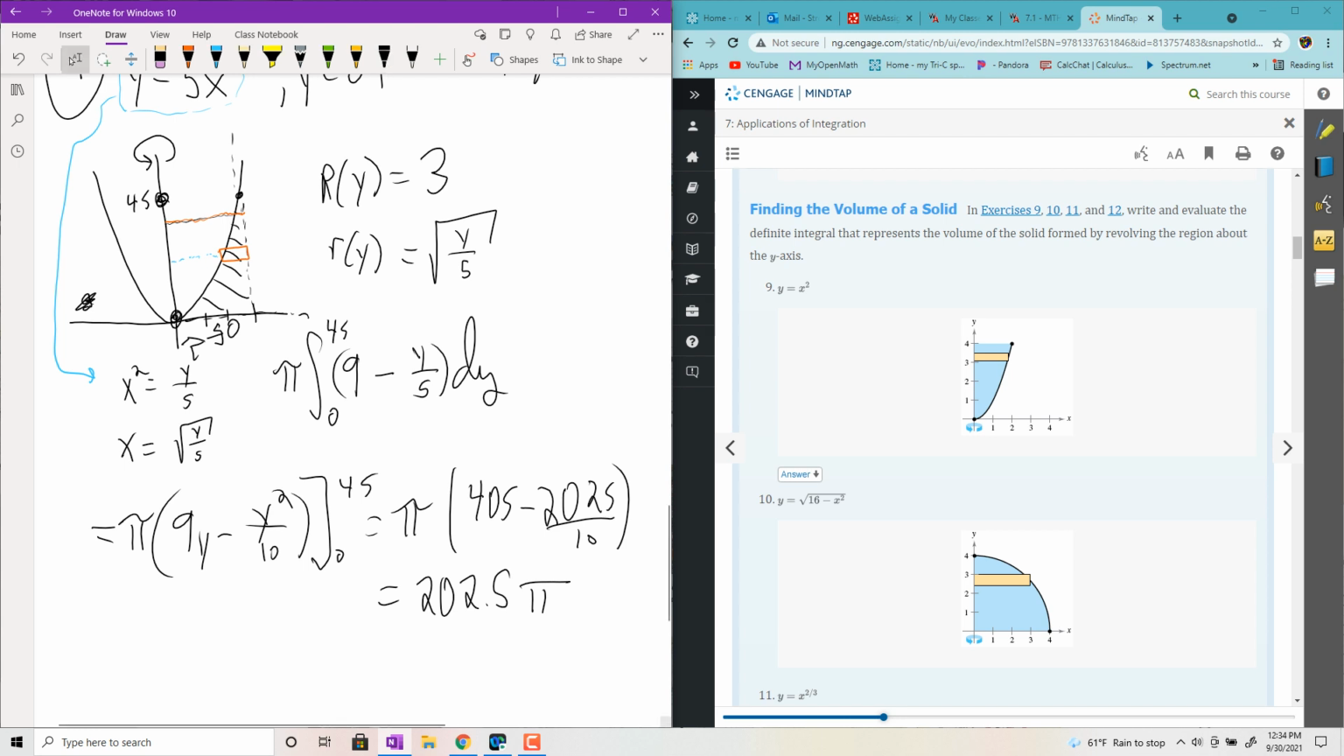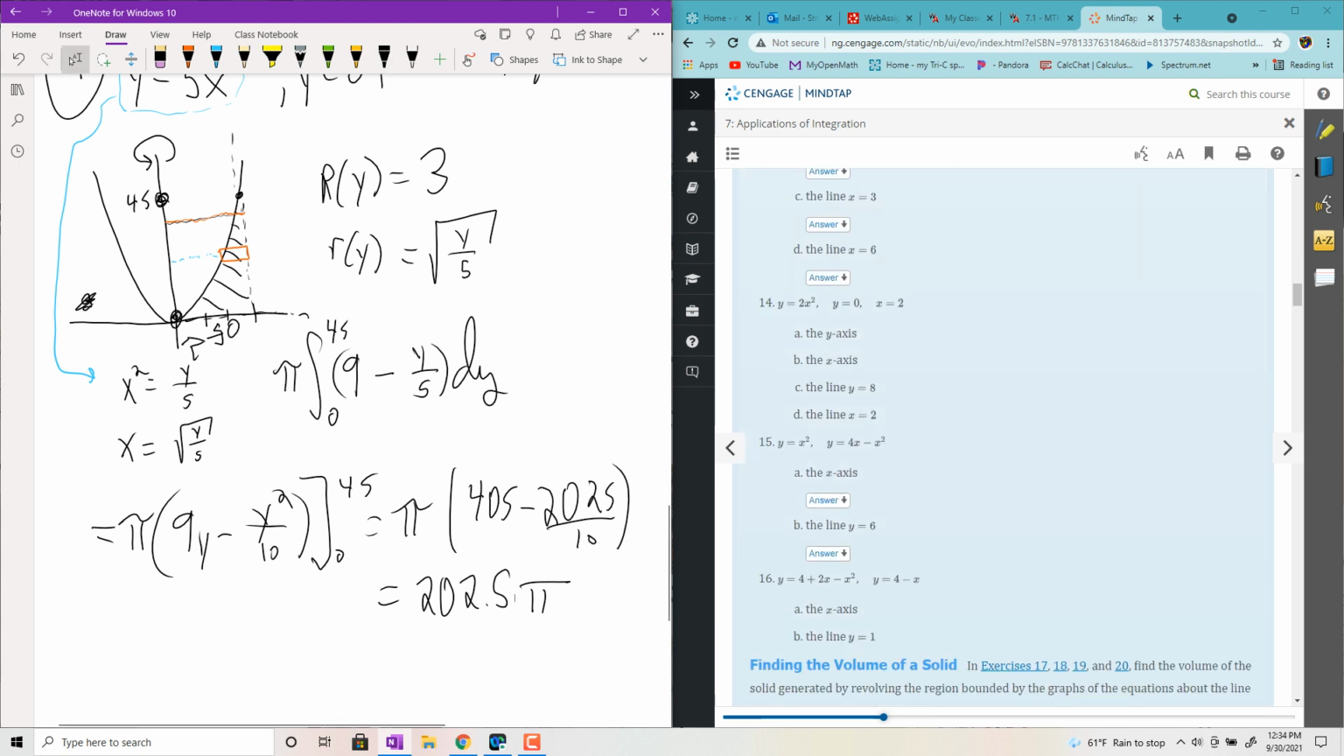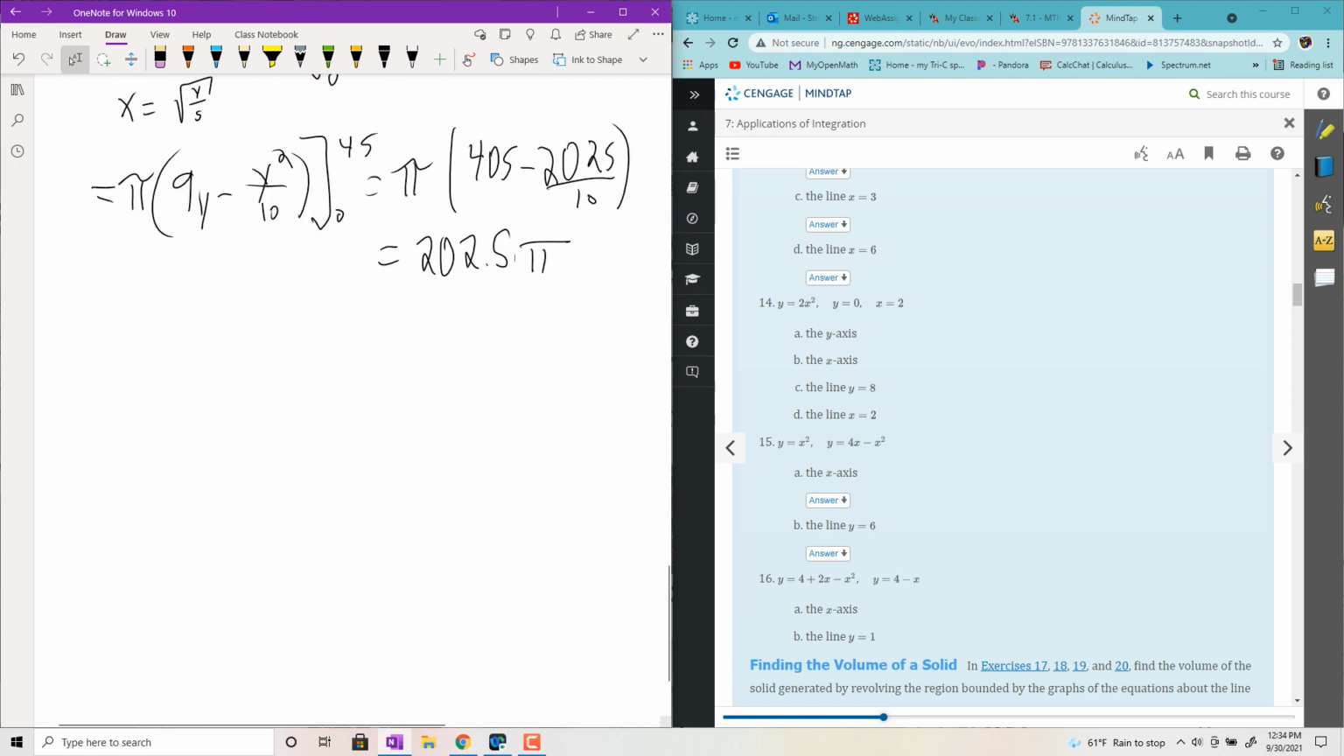Okay. Let's look at one from the book then. That may be a little bit easier to manage, like number 15.